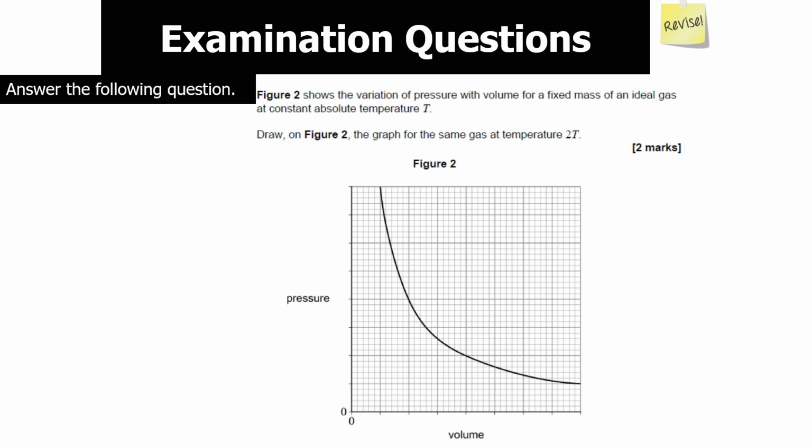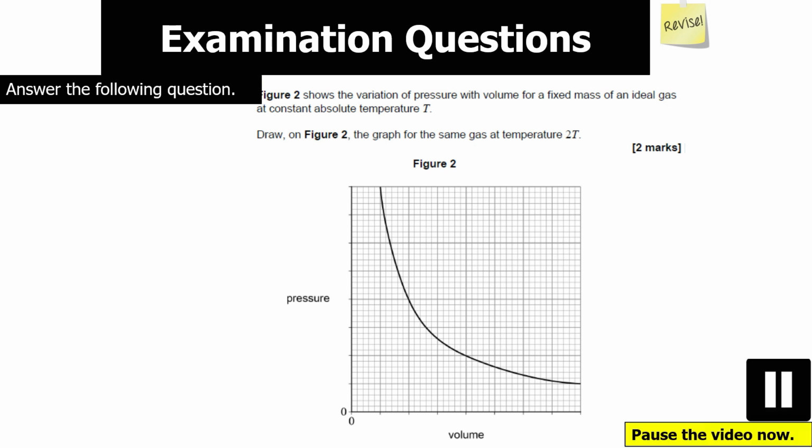Now the next question says, figure 2 shows a variation of pressure with volume for a fixed mass of an ideal gas at a constant temperature of T. Draw on figure 2 the graph for the same gas at a temperature 2T. So pause the video now, then unpause the video when you want to go through your answer.